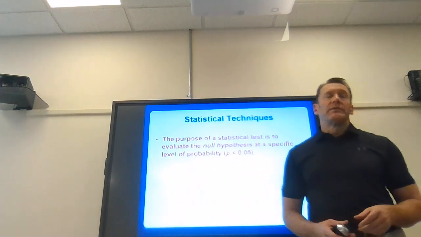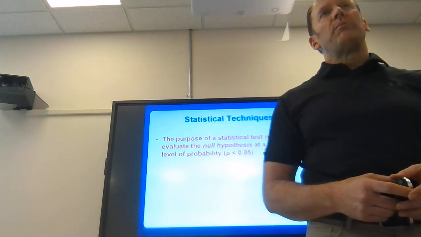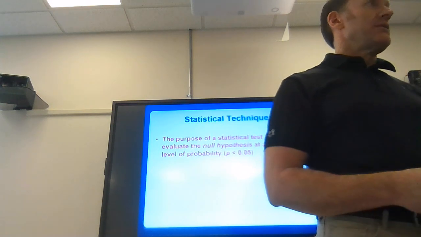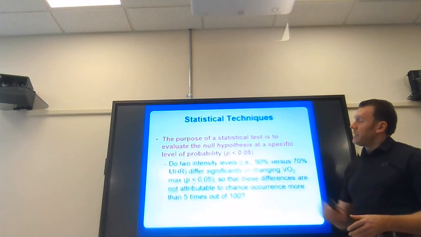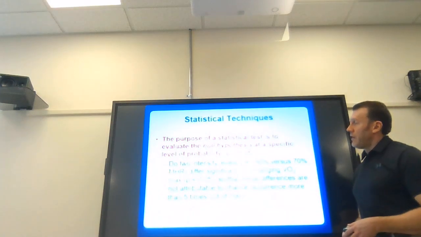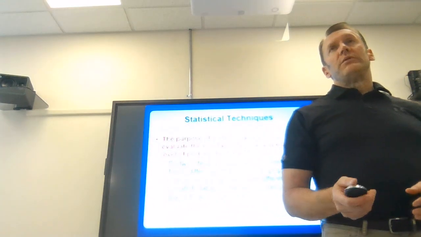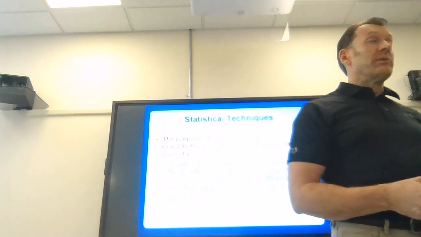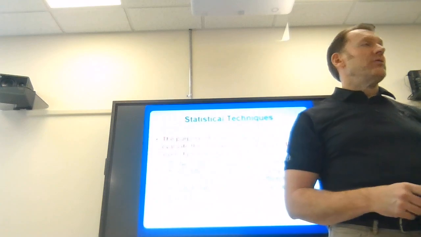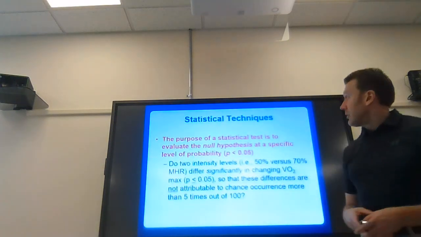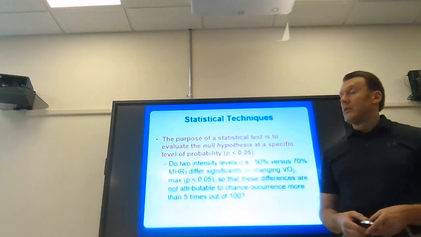So the purpose of a statistical test is to evaluate the null hypothesis. The null hypothesis says there are no differences. Typically we use the probability level of 0.05. So what we're saying is that if there's a difference in VO2 max between 50% versus 70%, we would say that we get that difference 95 times out of 100. So 5 times out of 100, according to this probability, those results would be attributable to chance occurrence.